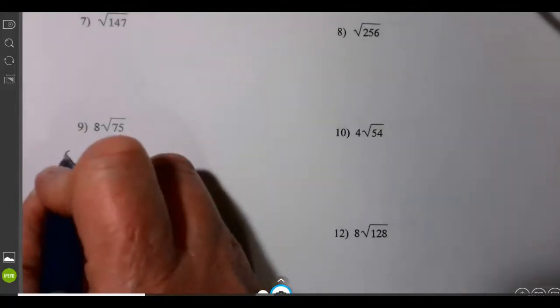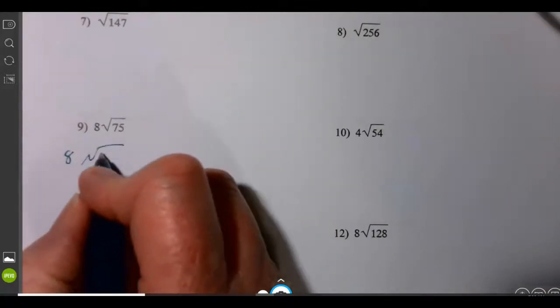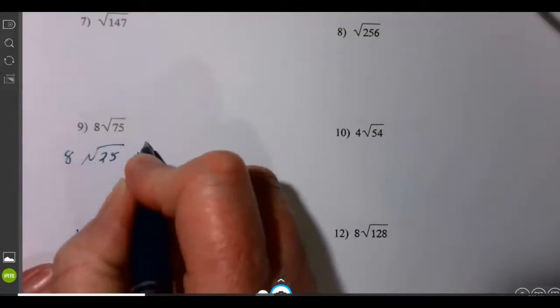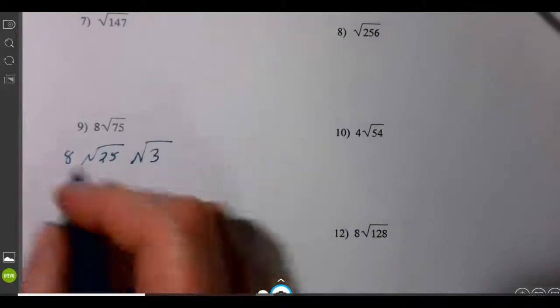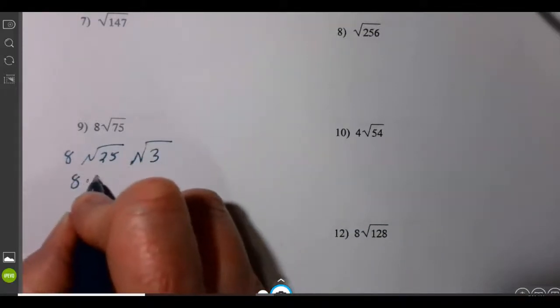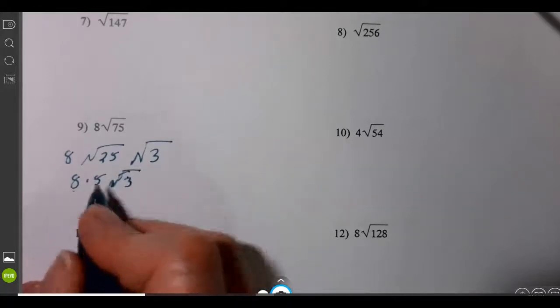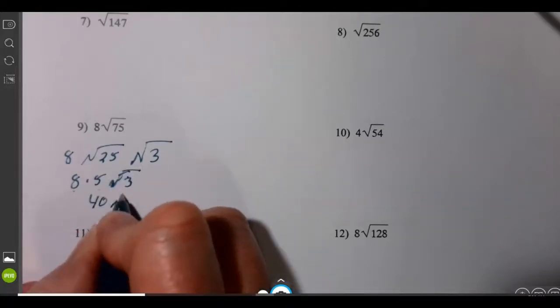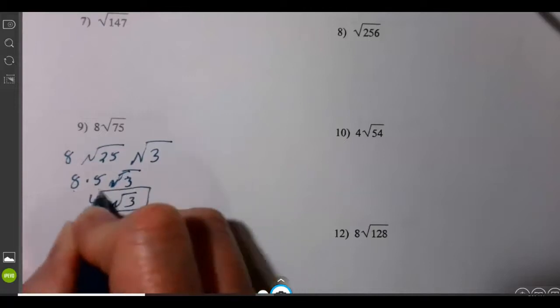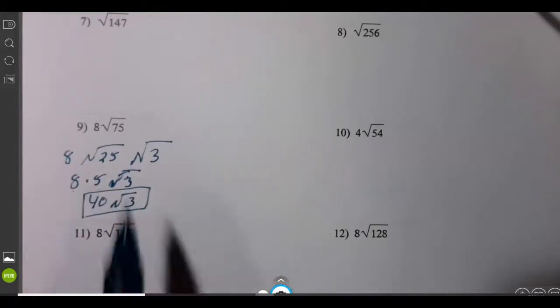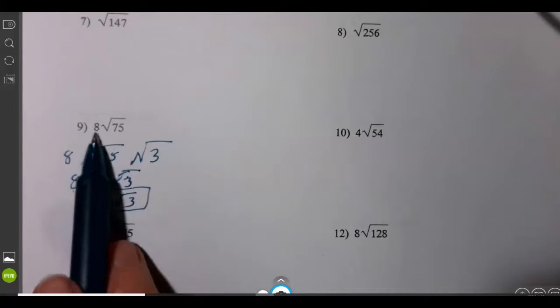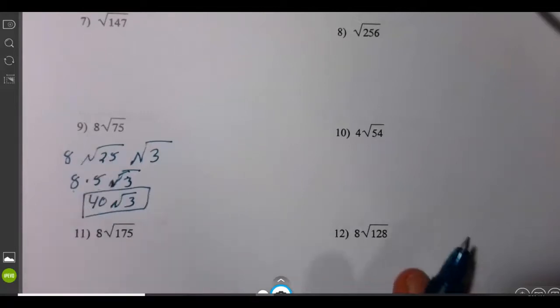So that 8 just hangs out. I break 75 into perfect square and non-perfect square. How many quarters? That's 3. So I have 8, take the square root of 25, that's 5 square root 3. Oops, can't do that. 5 times 8 is 40 square root 3. There's a radical. Okay? So don't forget that 8. If I'm doing factor tree, just be aware of that 8 and don't forget it. All the rest of them, you're going to be doing the same thing.